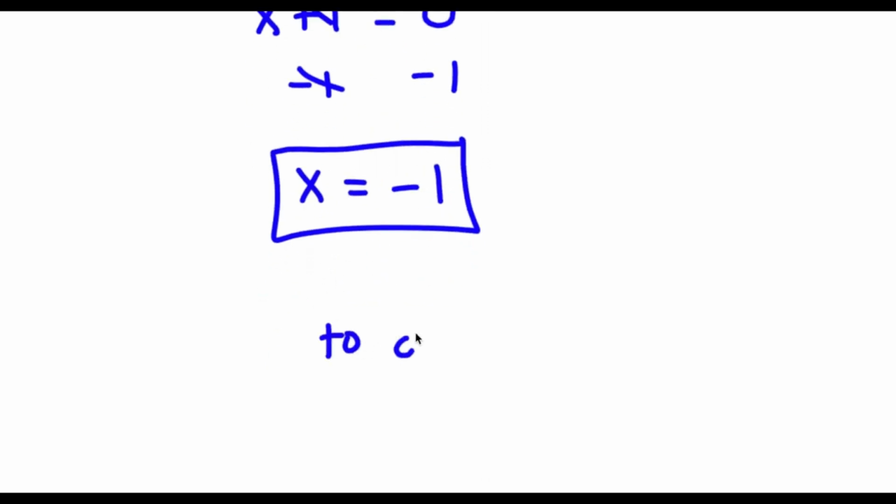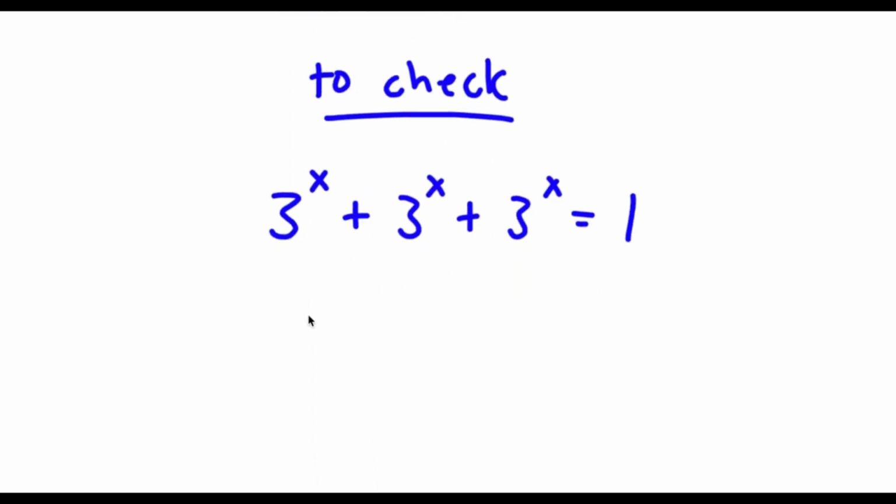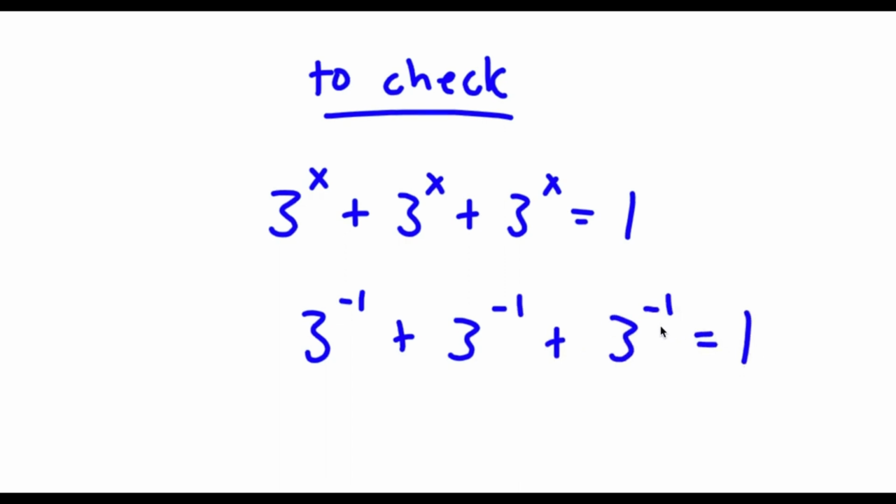So now to check, I have 3 to the power of x plus 3 to the power of x plus 3 to the power of x is equal to 1. So now if x equals negative 1, I have 3 to the power of negative 1 plus 3 to the power of negative 1 plus 3 to the power of negative 1 is equal to 1.